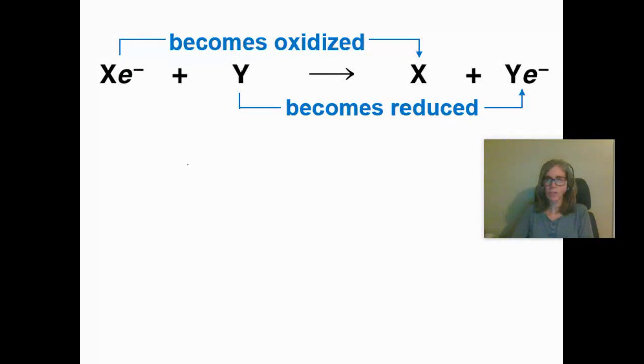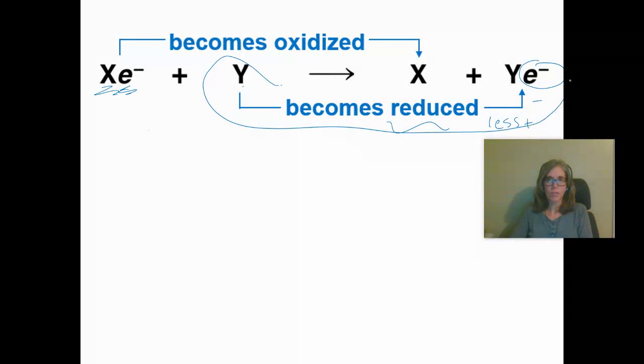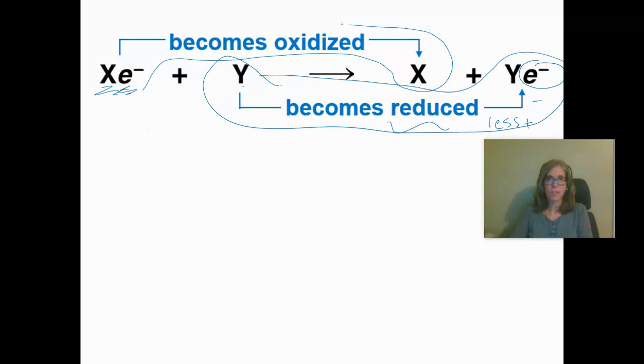Okay, so here's just a general way that you can draw it. Here's substance X and it's got an electron. It gives that electron to Y. So Y is gaining the electron, which means it's getting more negative, which means it's getting less positive. So its positivity is reduced. Y is getting reduced. Substance X is the opposite one. It must be getting oxidized. It's lost the electron.